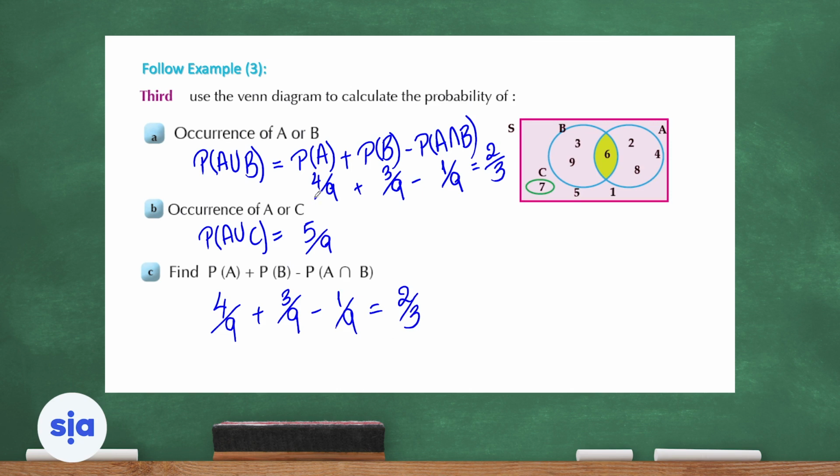So in question A, you can just go and count, as I said, A and B together, 2, 4, 6, 8, 4 items, plus another 2 items in B. So there are 6 items out of 9 items, so it's 2 over 3. What did we notice about A union B? A union B is the same as the occurrence of A or B together.